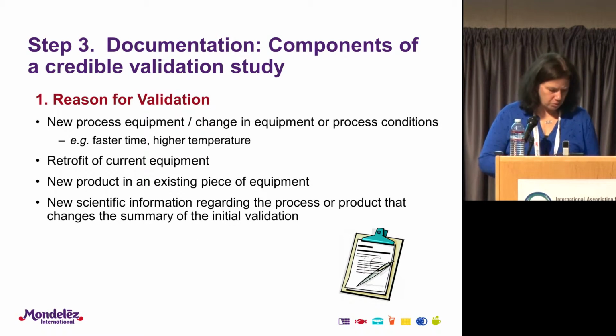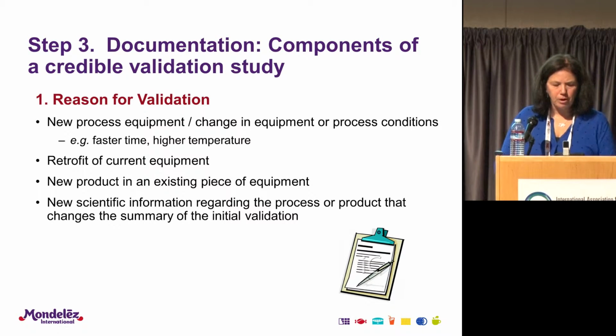So the story, of course, has an introduction. It has a reason for validation. And that's either the new process equipment or the change in equipment, process conditions, faster time, higher temperatures. Is it a retrofit of the current equipment, a new product in an existing piece of equipment, new scientific information regarding the process or product that changes the summary of the initial validation?